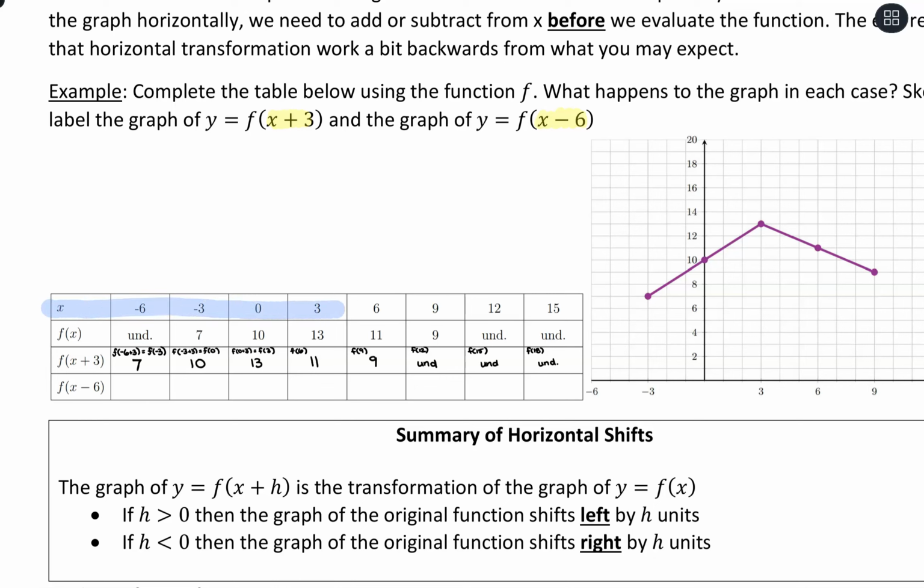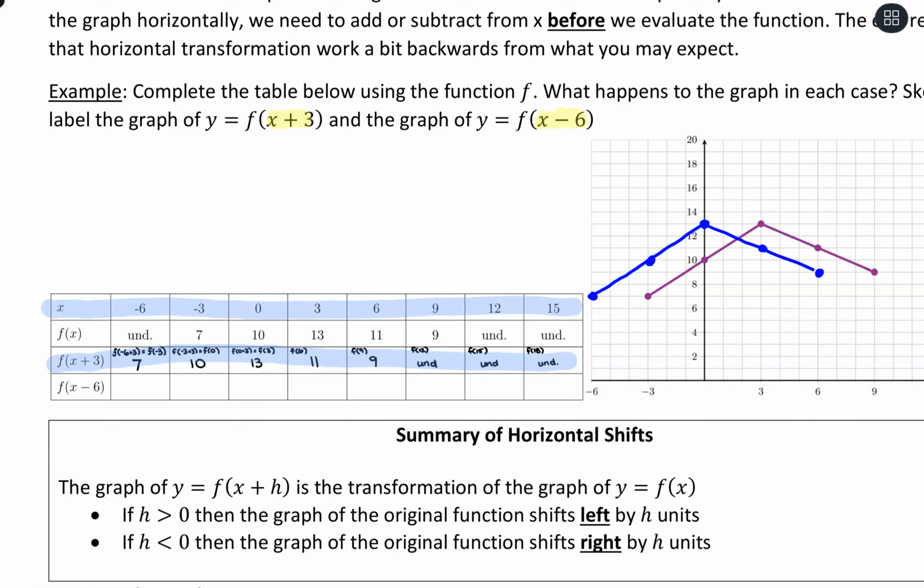So I still have my x values, negative 6, negative 3, 0, 3, 6, 9, 12, 15. And now I have these new y coordinates to match them up with based on how things shifted. So at negative 6, we're graphing positive 7. At negative 3, we're graphing positive 10. And at 0, we're at 13. At 3, we're at 11. And at 6, we're at 9. And we have our new function.